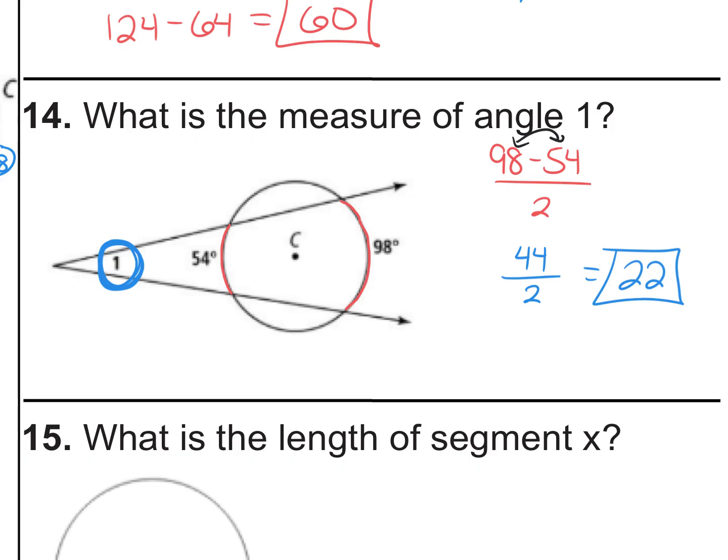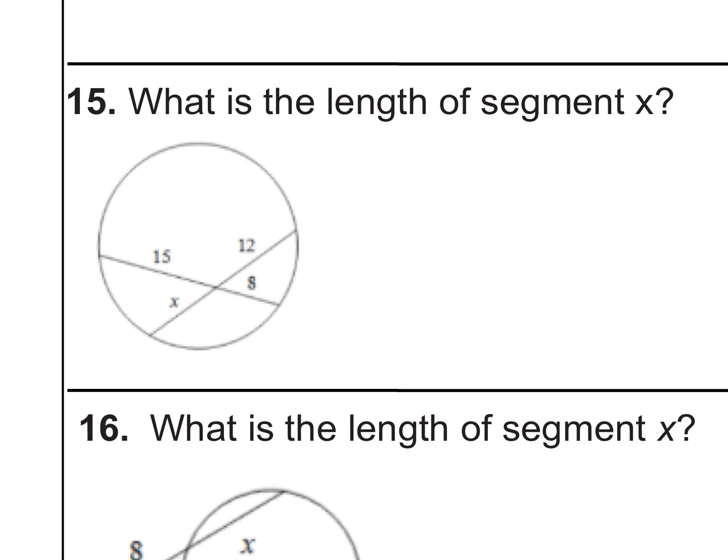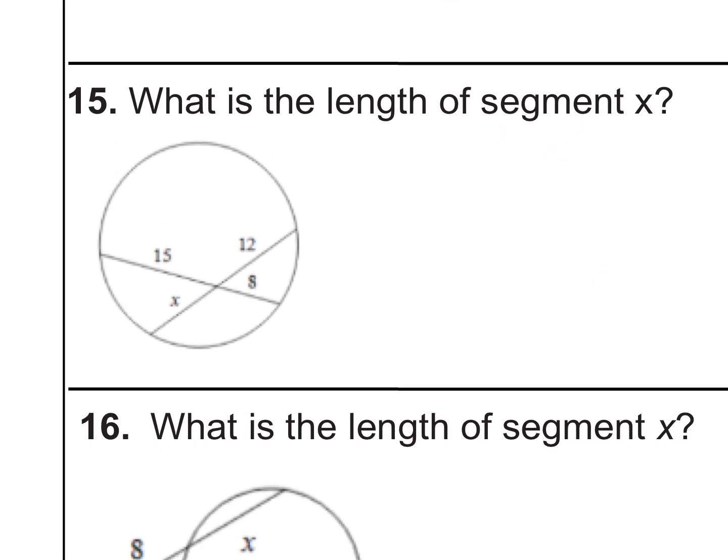Okay? All right, 15 through 17, these are the ones with the different segments. So on these, you have to ask yourself what kind of lines you have. So on number 15, what kind of lines do I have? 2 chords. How do I find the length of a chord? Part times part equals part times part.